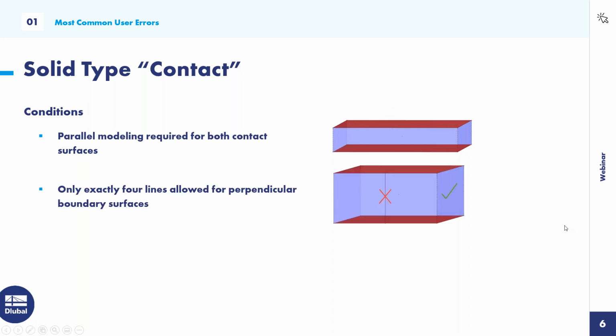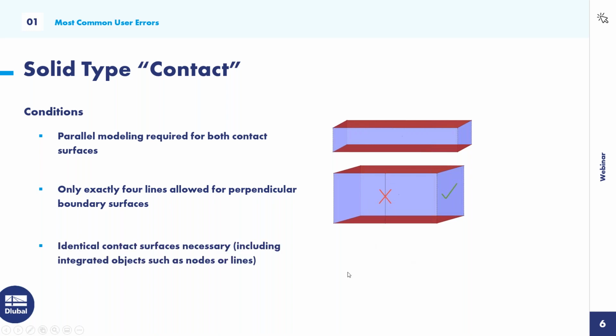Only exactly 4 lines are allowed for perpendicular boundary surfaces. This one is correct, and this one is not correct. The line and the nodes are too much here. And identical contact surfaces are necessary, including integrated objects such as nodes or lines. What I mean with that point, I will show you now.